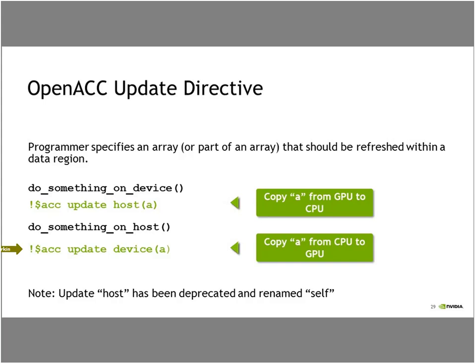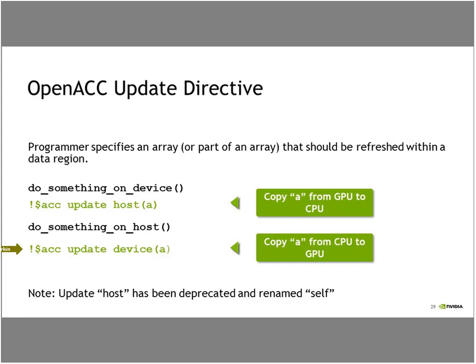So part of the power is that we can express to the compiler, here is how our data is used, and then the compiler is able to determine, okay, that means I need to do a memcopy, or that means I don't need to do anything at all. That's really very powerful because it'll allow your code to run anywhere.